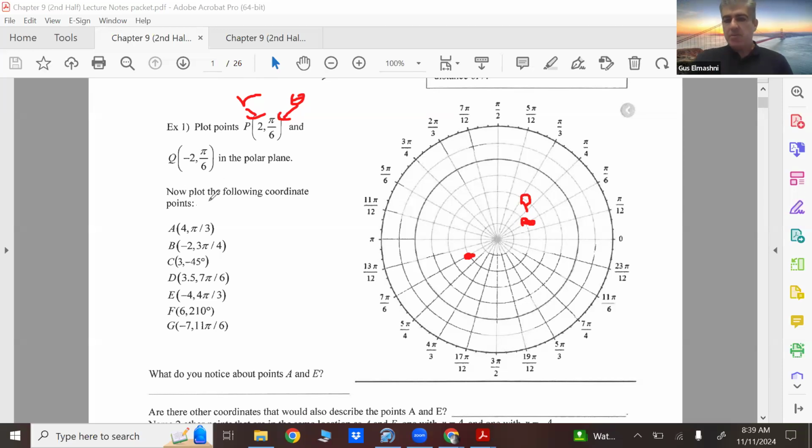Now plot the following points. So it should be pretty straightforward. Let me clear this. So A is going to be right here. Sometimes my eyes play tricks on me, but 1, 2, 3, 4. So that's A. B, you go 3 pi over 4 and r is 2, but you've got to go the other direction. It's right here. C is 3, negative 45 degrees. So that's C, by the way. That would be over here. That's a terrible looking C. My apologies. I can do better.